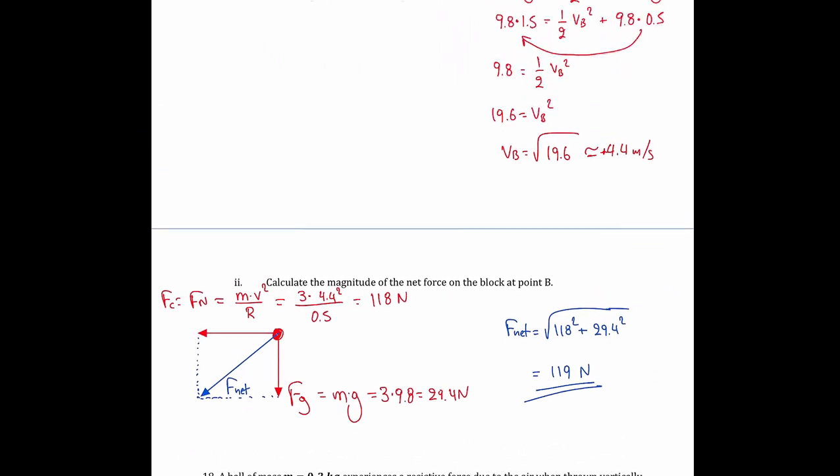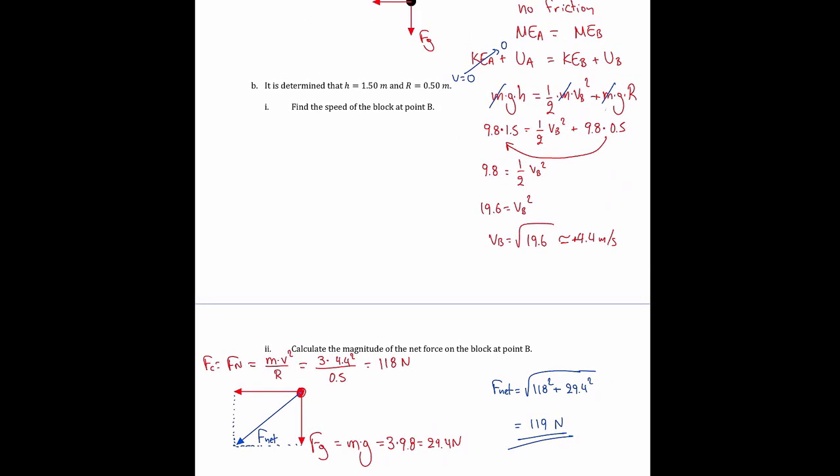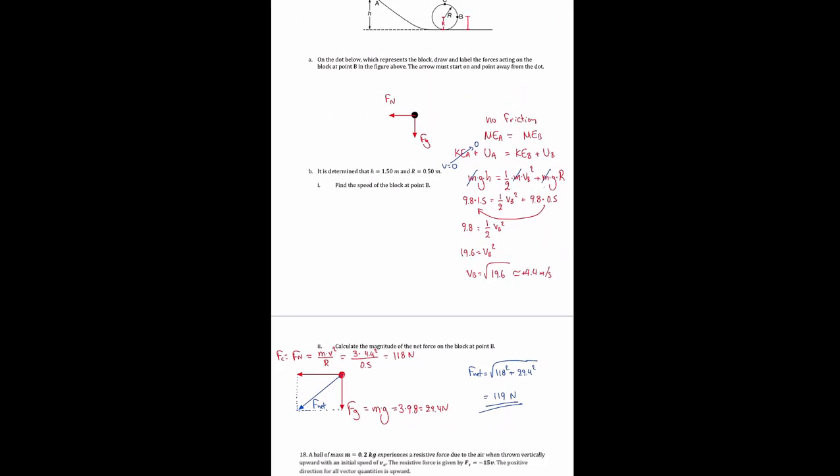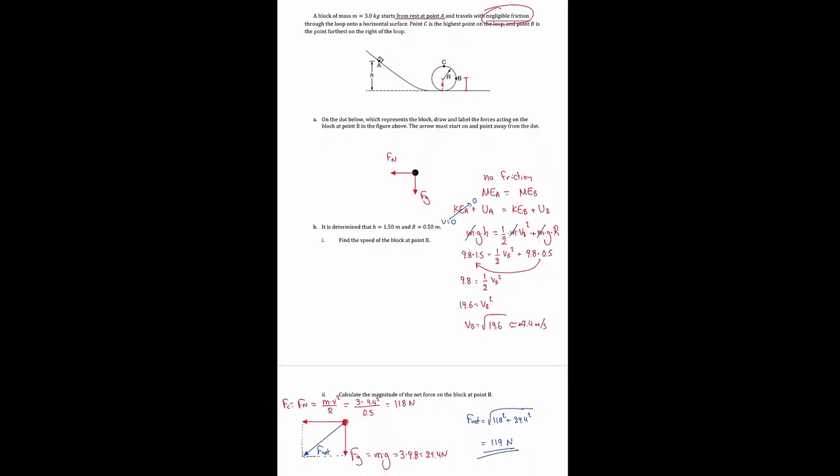So again, an application of, actually not Newton's laws, an application of the law of conservation of energy for a track that has no friction, with the free body diagram and finding the net force on a certain point of the track. This point can be either point B or point C.